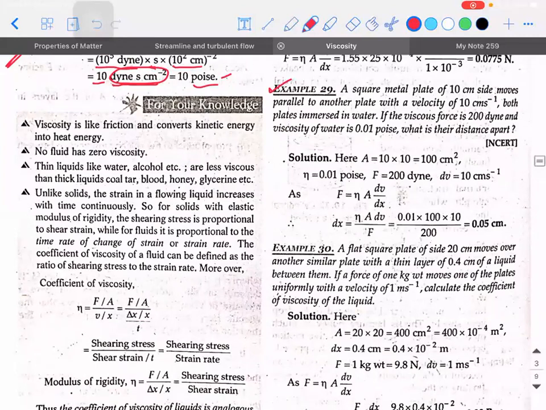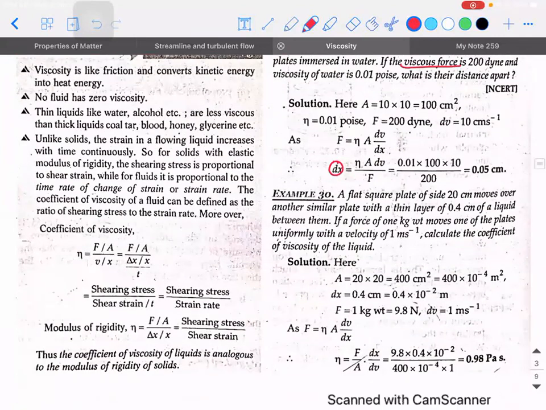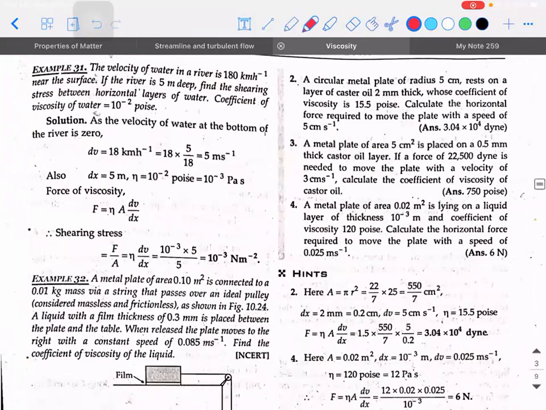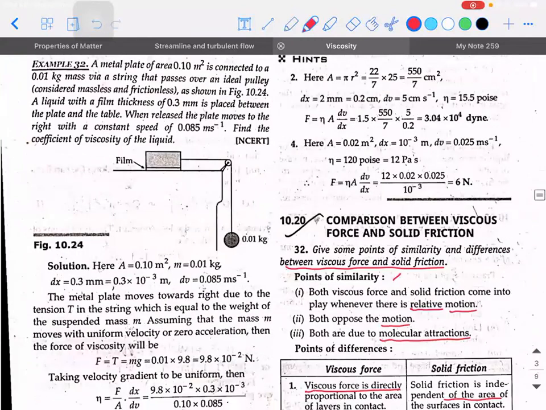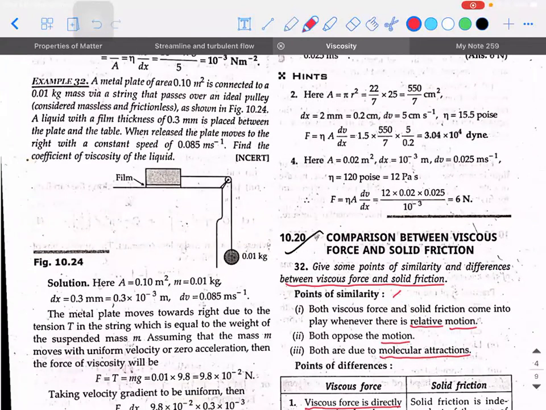Since the viscous force is coming into the picture, what formula should come to your mind? F is equal to eta into A into dV divided by dx. Here they have given you the area, the viscous force and everything. They've given you the velocity also. Your work is to calculate the value of dx. So this is also a simple problem which you guys can solve. Similar would be the case for other problems also. Maybe we can do this problem alone.